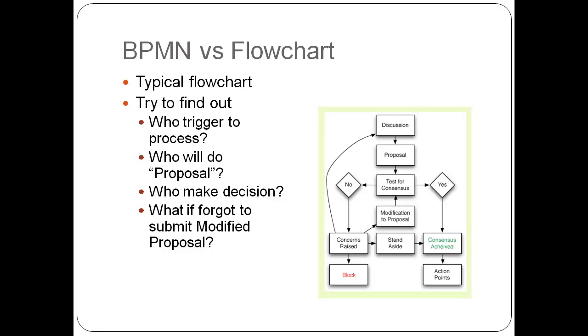Here, if test for consent failed, we go to no, and then the concern is raised, the proposal is modified and sent back to test for consent. In case something goes wrong, and they forgot to submit the proposal, who will take care of this? Seems not mentioned. And by the end, what is the end of the process? Seems it doesn't have a clear answer again.